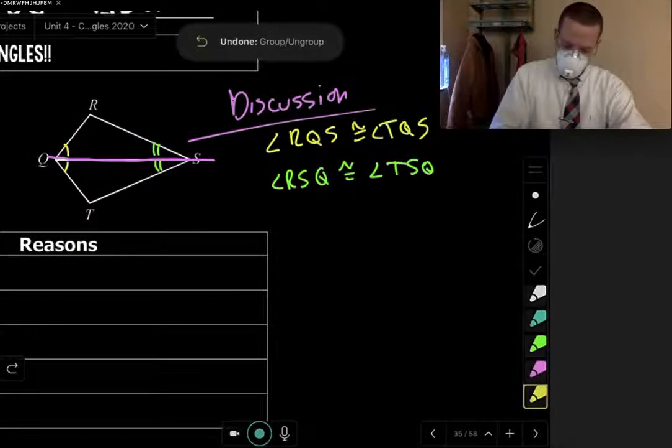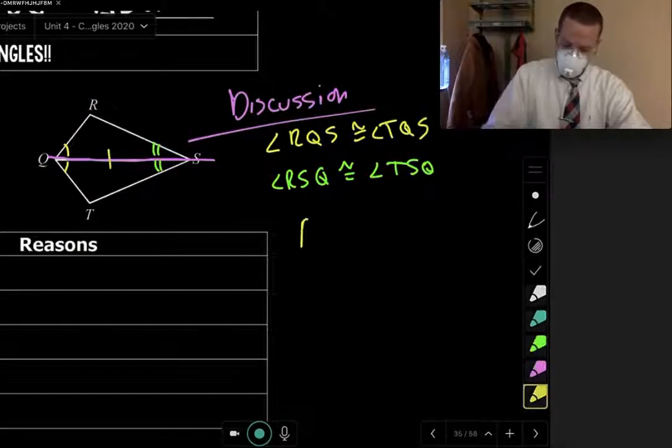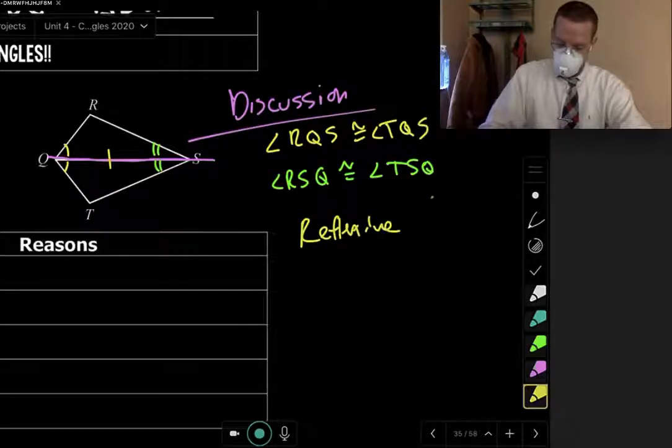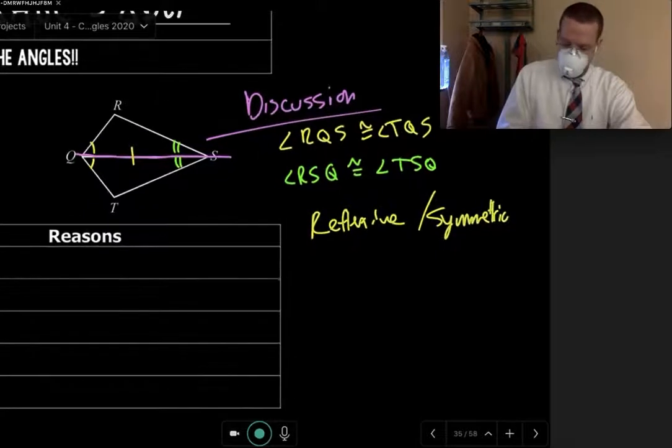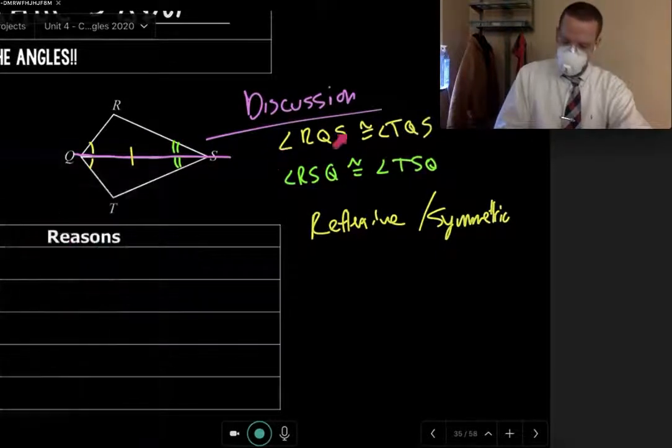Well, it looks like there's this reflexive side. Reflexive, possibly symmetric. We'll have to look at how exactly this is written. And that's basically what we have. The bisector makes these two angles congruent, angle, angle, side, and so it's angle, side, angle, just like that.